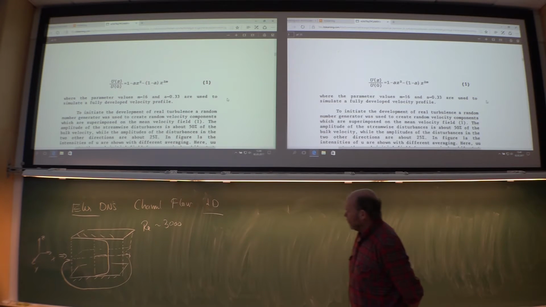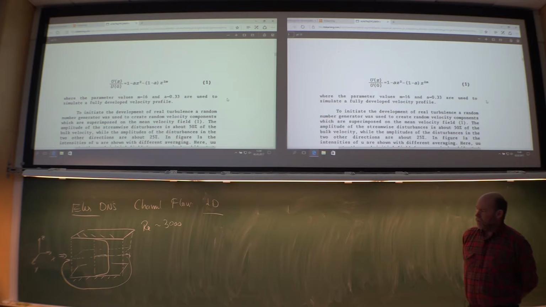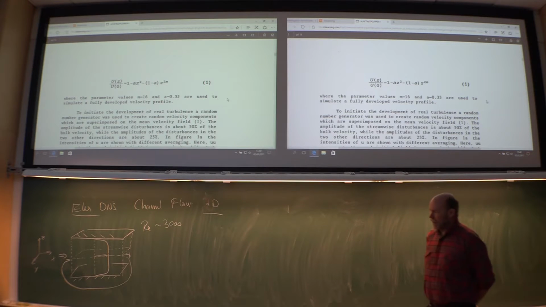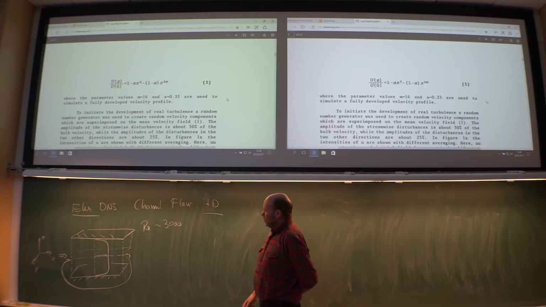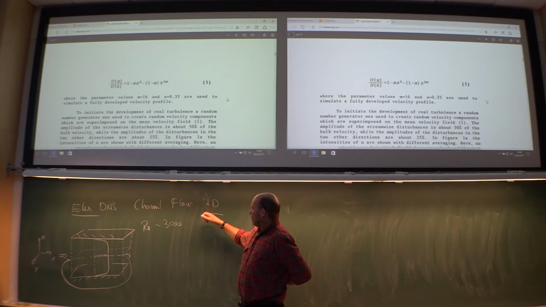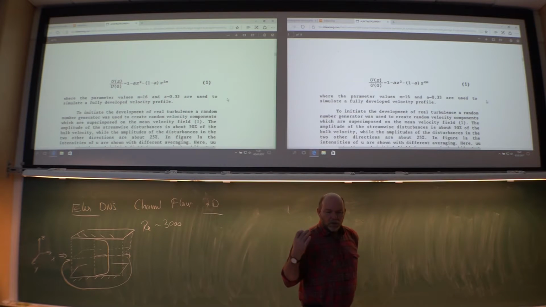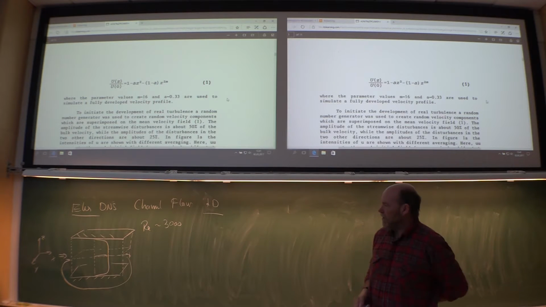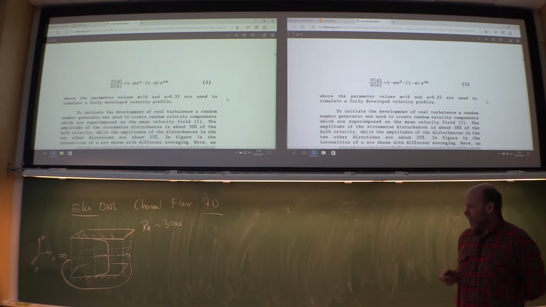So this is sort of the problem with the DNS. You get a tremendous amount of data back, but in the end, you may want just a single one-dimensional velocity profile. You need to get good statistics. That is the problem here: finding good averages.